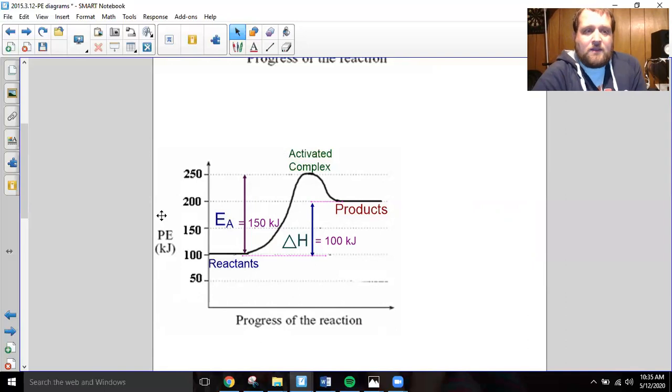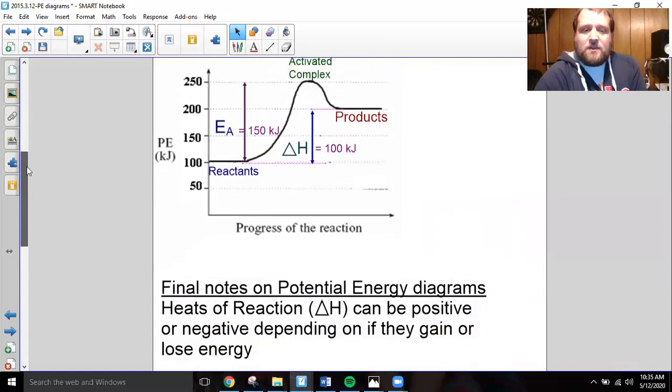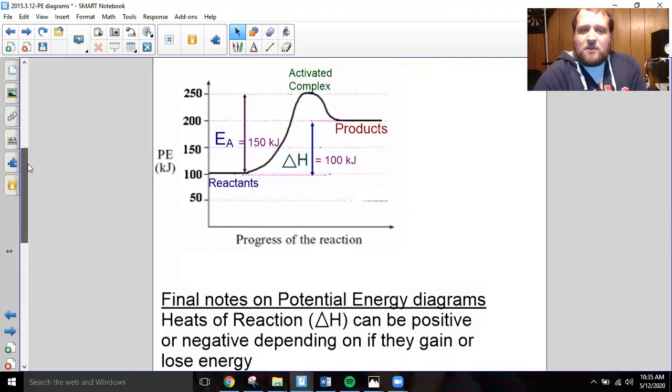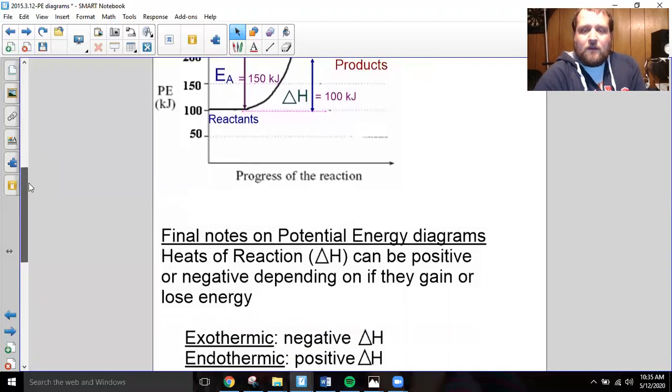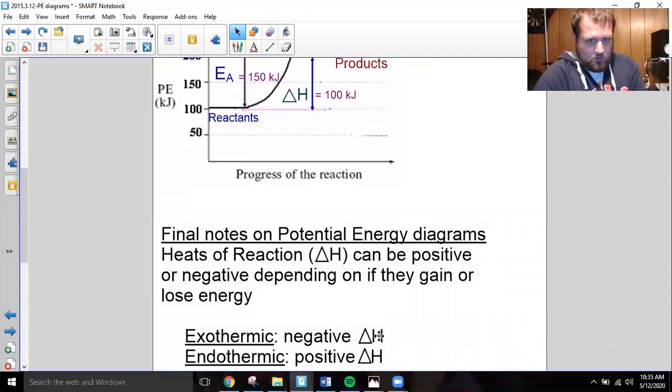So yeah, that's how you can find information using potential energy diagrams. Based on the shape and the scale, you can figure out whether it's endothermic or exothermic. You can figure out how much energy you have to add to break bonds and what the overall energy gain or loss would be. The last bit of notes is that sometimes you won't be given a diagram and all you'll be given is the value of delta H, like this number here. And you can tell based on the sign whether it's endothermic or exothermic. Negative means losing, exothermic, and endothermic would be positive.